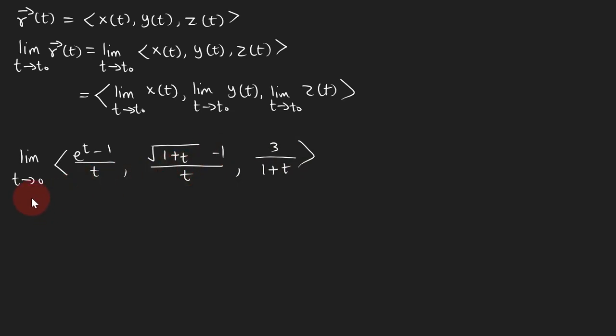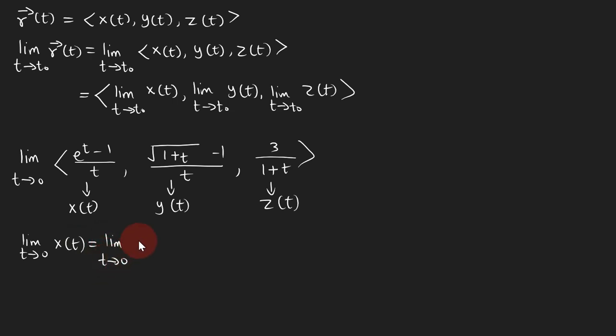So let's look at what is going to happen here. Let's take this to be x of t, and then let's take this to be y of t, and then this to be z of t. Okay, so now let's find the limit of each of the component functions. So we're going to have the limit as t approaches 0 for x of t, which will be the limit as t approaches 0 for e to the power t minus 1 divided by t.